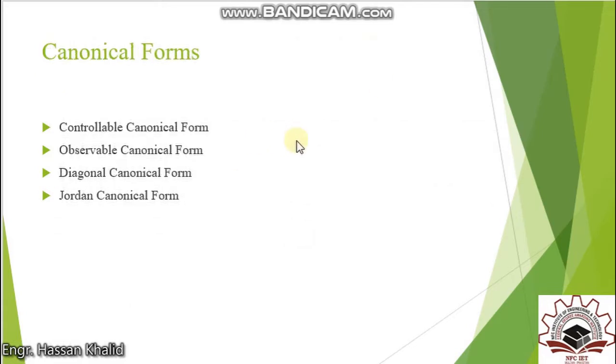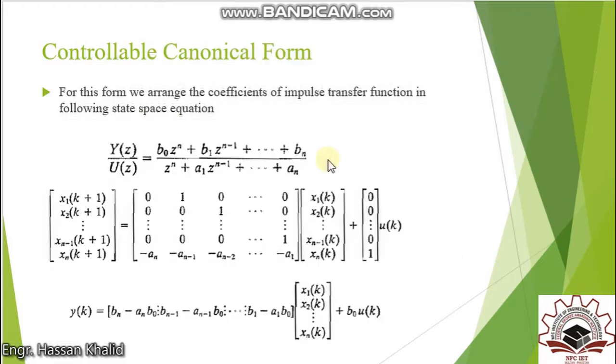Now there exists a standard representation of these state space models. Generally there are four canonical forms, and the canonical forms are actually the standard formation of these state space models: controllable canonical form, observable canonical form, diagonal canonical form, and Jordan canonical form. Now let us discuss ahead how these state space models are represented in each of the four canonical forms.